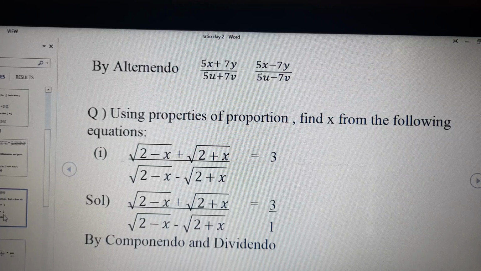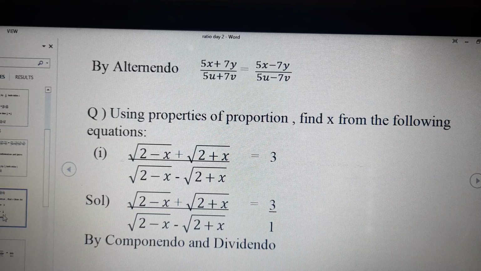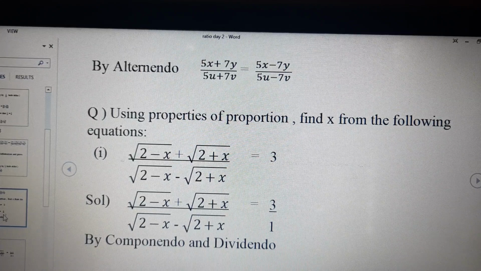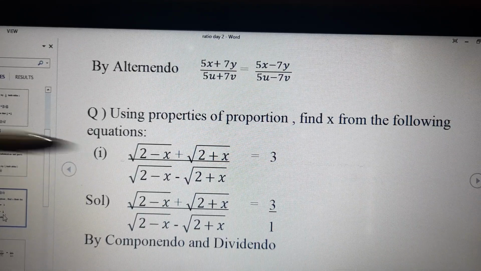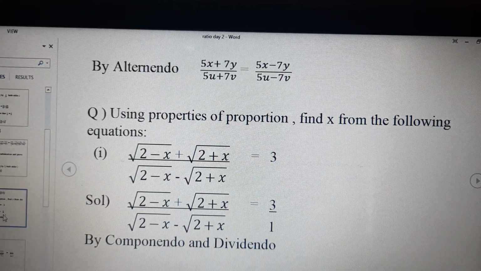We can have a single square root term in the LHS and in the RHS. Then we can square both sides and solve for x. So to simplify this equation, we use the componendo and dividendo method. The componendo and dividendo method is always used when the numerator and denominator are almost the same.